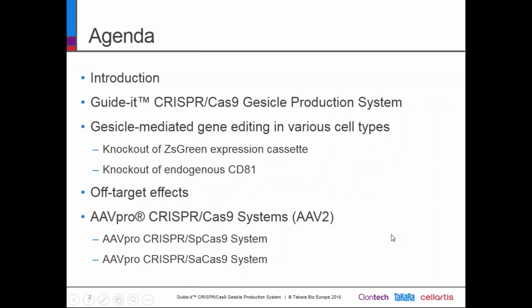This is just the outline of the talk today. So after a brief introduction, I would like to show you our CRISPR-Cas Gesicle production system, explain the workflow and how it works. I will then show you some data showing Gesicle-mediated gene editing in different cell types. First of all, for knockout of an exogenous ZsGreen cassette, and then data for the knockout of the endogenous CD81 gene. I will then talk also about off-target effects and the advantages that Gesicle delivery has with regards to off-target effects.